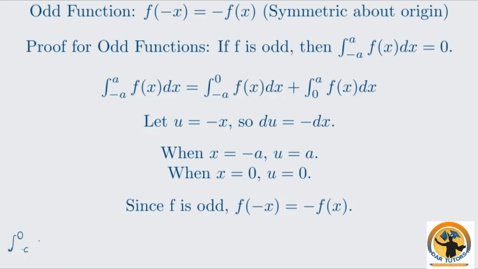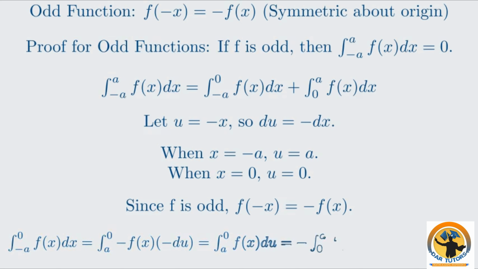Substituting these into the first integral, we get the integral from a to 0 of negative f of x times negative du. The negatives cancel, and we can swap the limits by adding a negative sign. This gives us negative the integral from 0 to a of f of x du. Since the variable of integration doesn't matter, this is negative the integral from 0 to a of f of x dx.